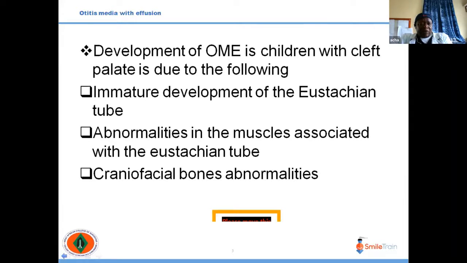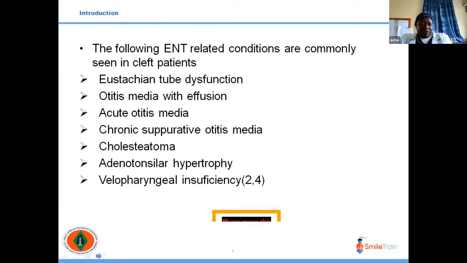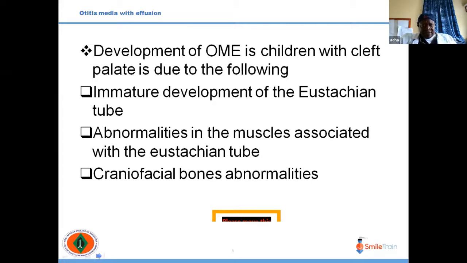Otitis media with effusion is very, very common in children with cleft palates. Studies have shown that close to 90% of children with cleft palate will develop otitis media with effusion before the first birthday. And by their second birthday, 97% of children will have had otitis media with effusion.